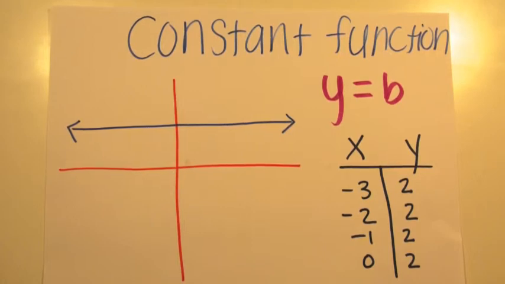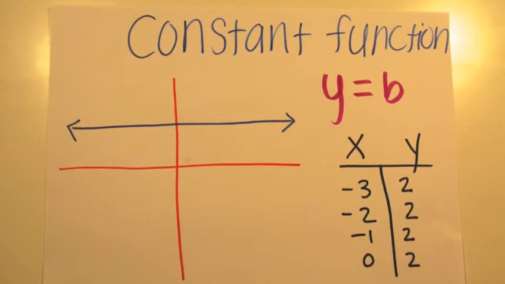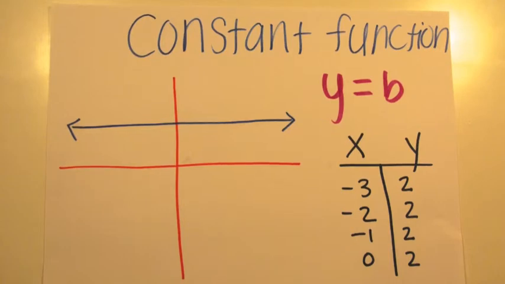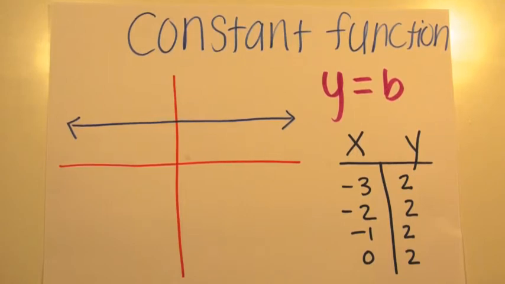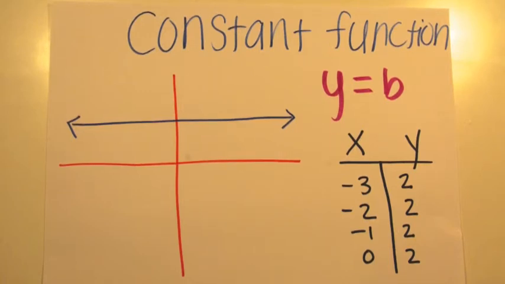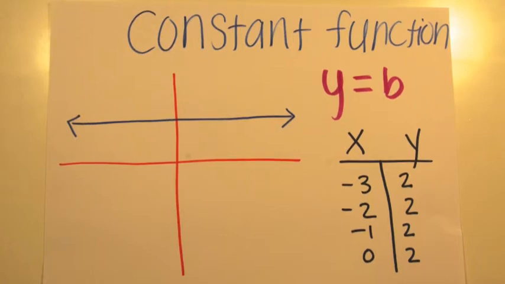This function is called a constant function because it doesn't increase or decrease. It stays constant for the entire time. But this function still has symmetry. It's reflected about the y-axis, and therefore it's even. Although my range is limited to b, or 2 in this case, my x value can be any number. So my domain is negative infinity to infinity.